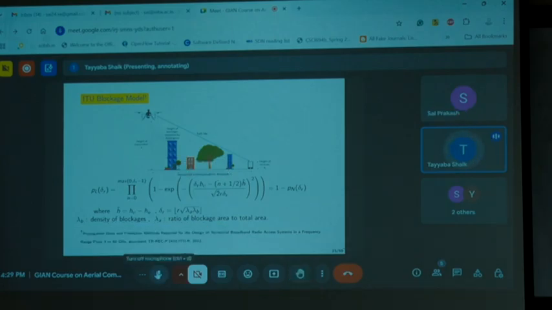So there are values given for this epsilon, delta, R, lambda A and lambda B for each environment. If it is suburban, there are some set of values that are predefined. Epsilon is the average building height. It's a constant given a particular environment. If it is a rural area, epsilon will be very less. If it is an urban area, it will be high. That's how it is modeled.